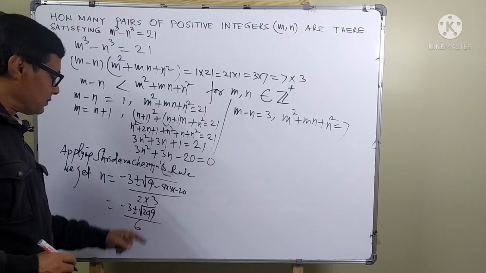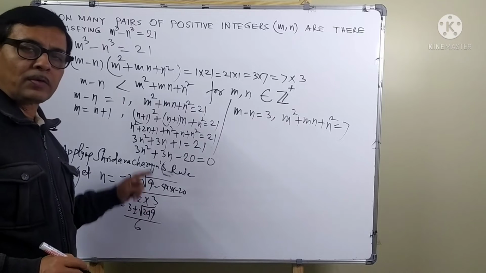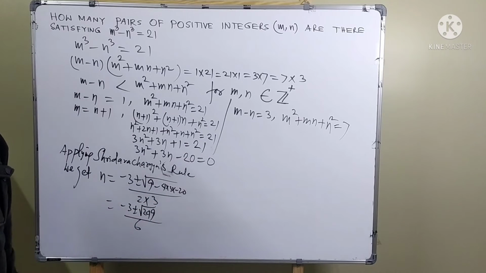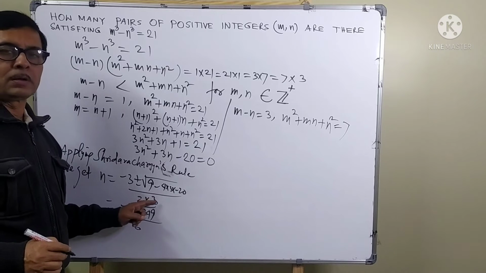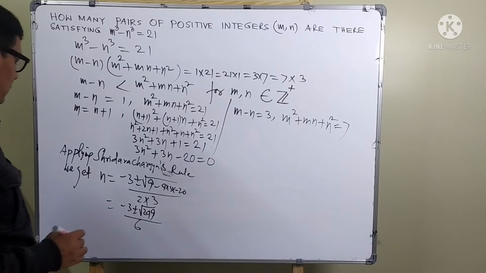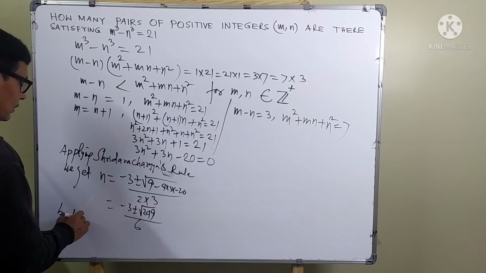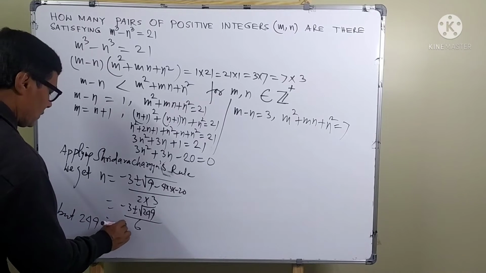n is equal to this, but the square root of 249 cannot be a perfect square. 249 is not a perfect square.